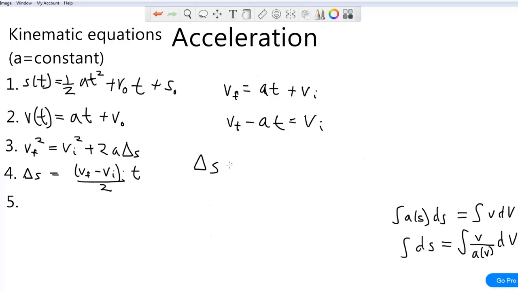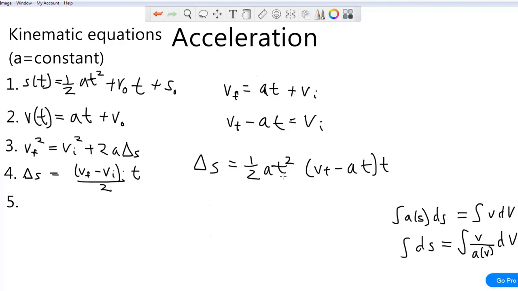So whenever you're dealing with this delta, it's always final minus initial. So always final minus initial. So just always remember that. So anyways, so then we have still a half a t squared. It's a t. And then we're going to have V final minus a t times time.